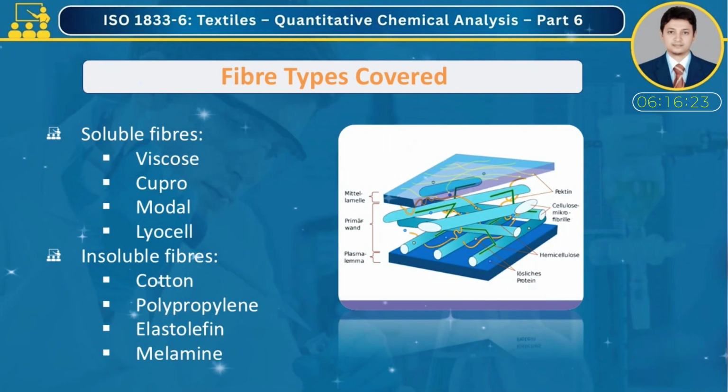Fiber types covered. The soluble fibers under this method include viscose, cupro, modal, and lyocell. The insoluble or resistant fibers typically include cotton, polypropylene, elastolefin, and melamine. A preliminary solubility test should be performed whenever the fiber type is uncertain, to confirm its compatibility with the reagent system.